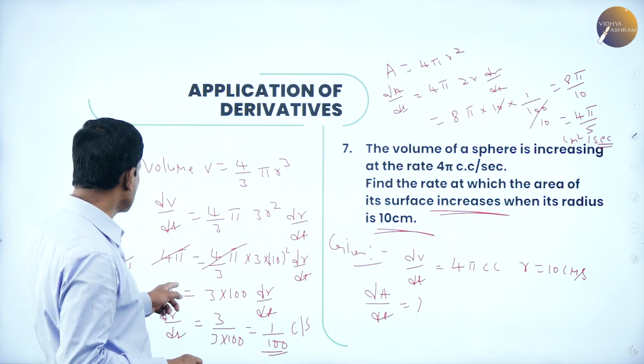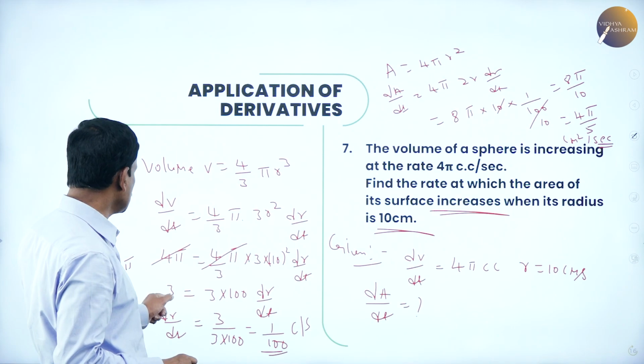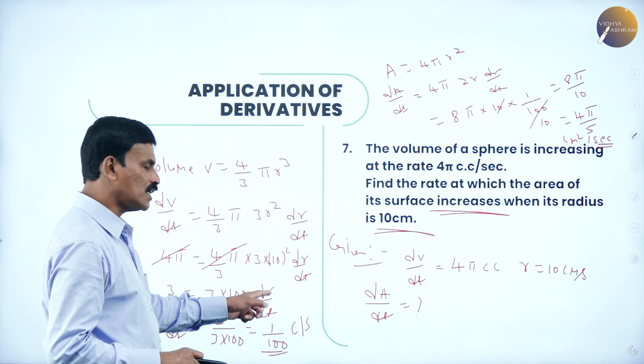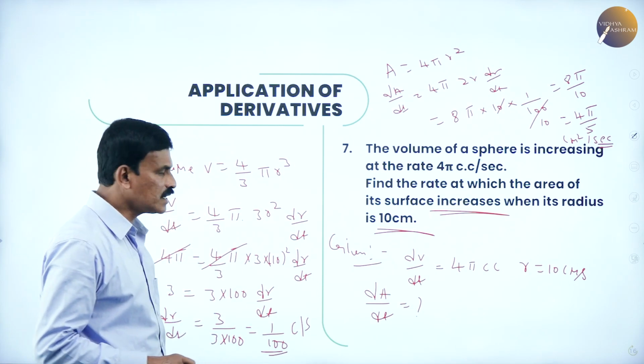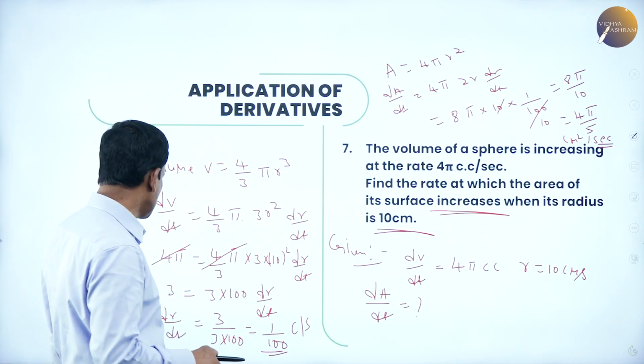4 pi gets cancelled, cross multiply. 1 into 3 is 3, equal to 3 into 100 dr by dt. So dr by dt is 3 by 3 into 100, 3 gets cancelled. 1 by 100 centimeters per second is the value of dr by dt.